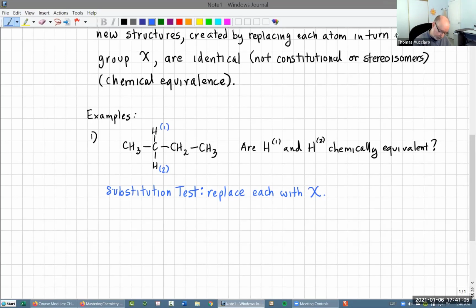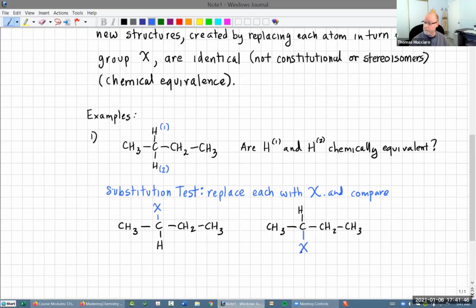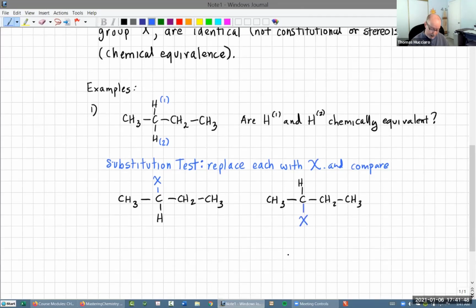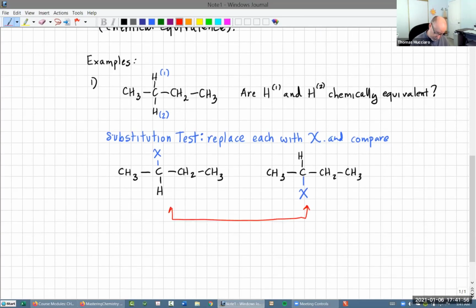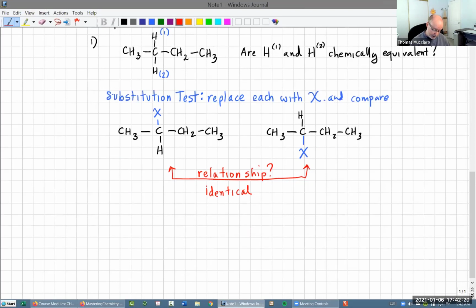Okay, so here we go. Right, so I replaced hydrogen 1 with X. Now I replace hydrogen 2 with X. Okay, and then what I do is I ask, what is the relationship? And again, that's a skill that we worked on in first semester lecture class. And by now, I'm sure you can look at them and just say that these are clearly identical structures. And so what we would say is they're identical. So hydrogen 1 is equivalent to hydrogen 2.